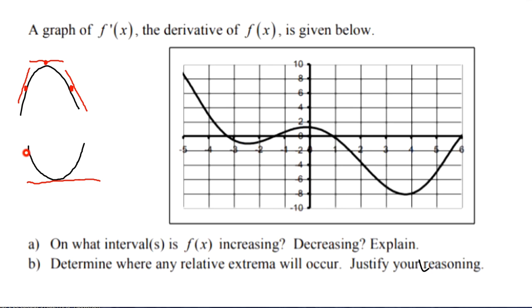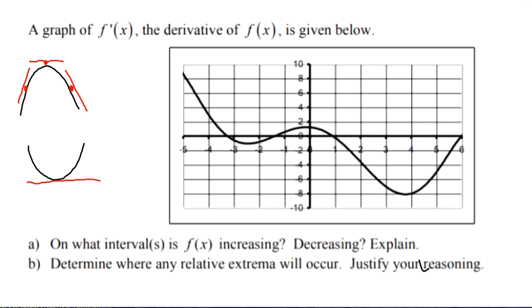what's happening is the tangent lines are going to change from a negative slope to 0 and then to a positive slope. So when you have a minimum on your graph, your derivative is going to have to change from a negative value to a positive value. And when you have a maximum, your derivatives are going to change from a positive value to a negative value.